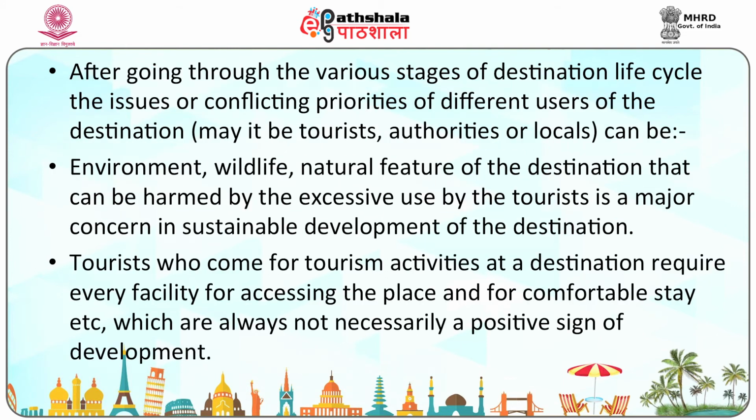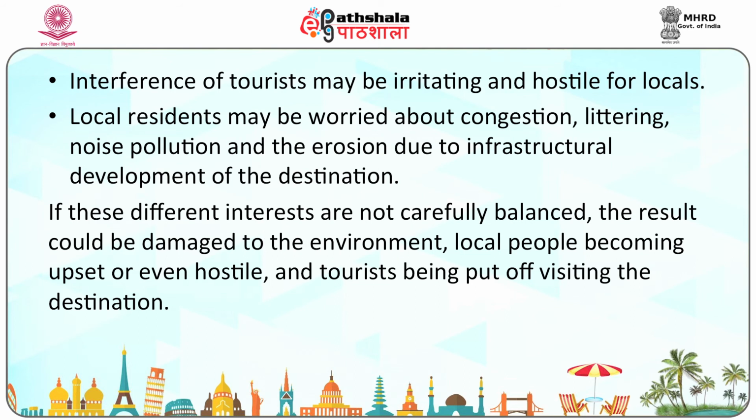After going through the various stages of the destination life cycle, the issues or conflicting priorities of the users of the destination, be it the tourist authorities or locals, can be as follows. First, the environment, wildlife and natural features of the destination can be harmed by excessive use by tourists, which is a major concern in the sustainable development of the destination. The second thing, the tourists who come for tourism activities at a center or destination require every facility for accessing the place and for a comfortable stay, which is not necessarily a positive sign of development. Third, interference of tourists may be irritating and hostile for the locals.